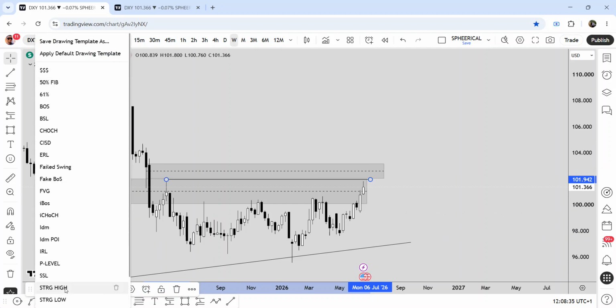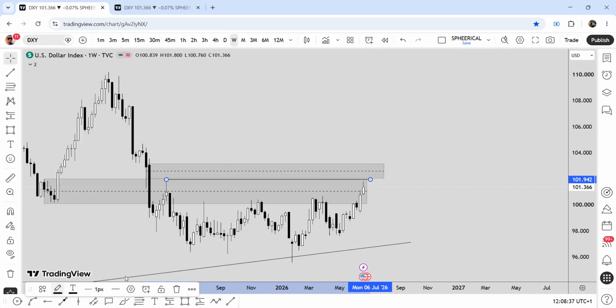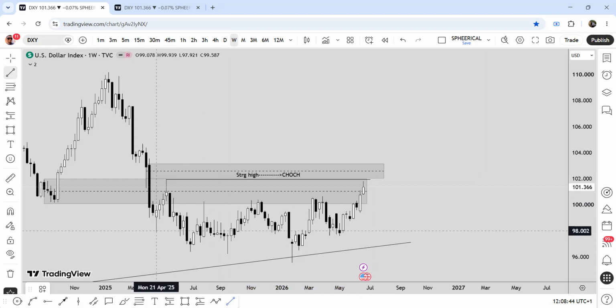If the market goes and closes above it, we will know that this market has actually changed character, because that point broke a structure here. It broke a structure here. You can see it is very, very clear and very, very obvious. So that was our previous break of structure.